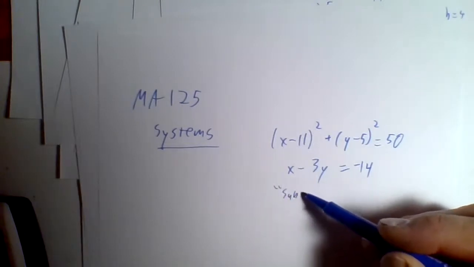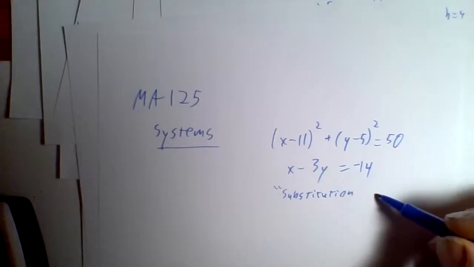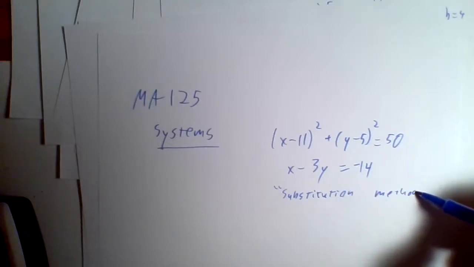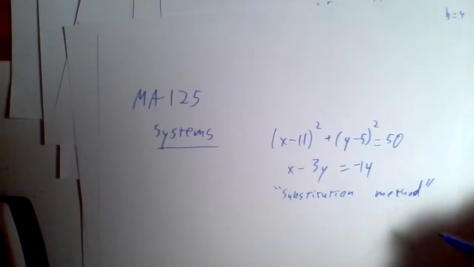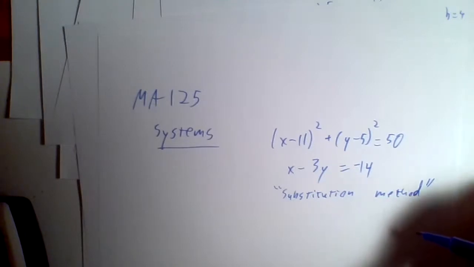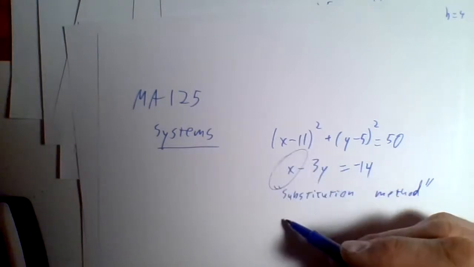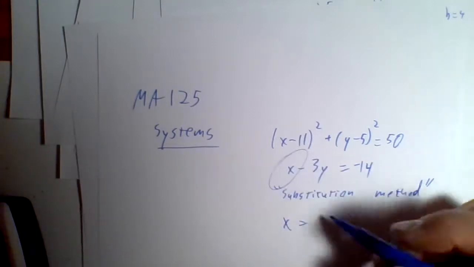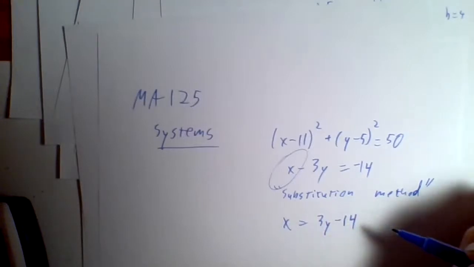So what comes to mind is using a substitution method, where we isolate one variable and then we have an expression to substitute for it in the other equation. The easiest thing to get by itself is right here. This can easily be rewritten by adding 3y to both sides: x equals 3y minus 14.